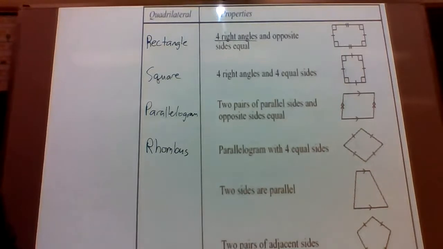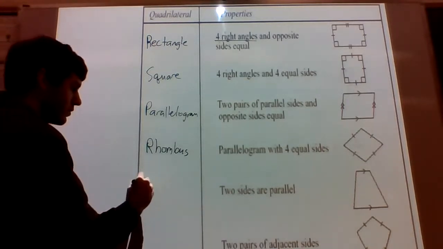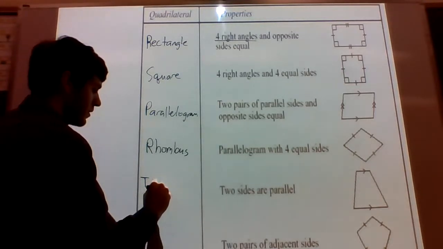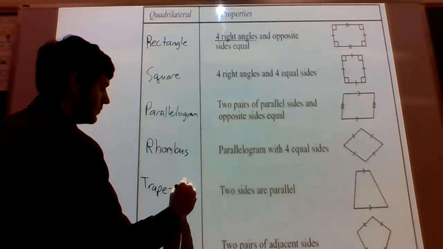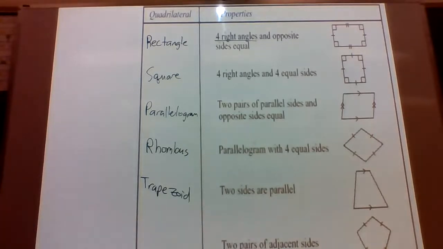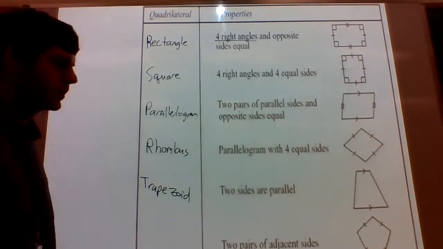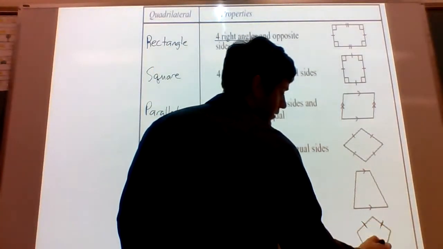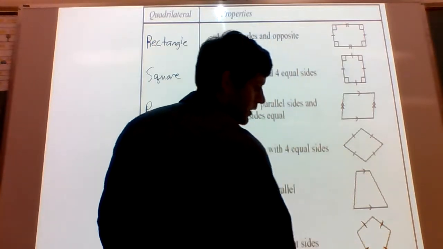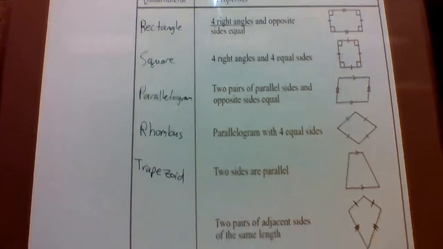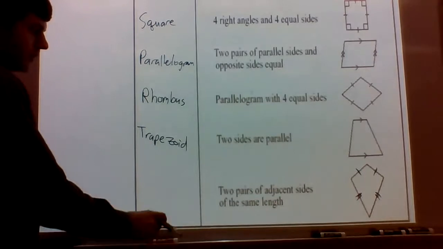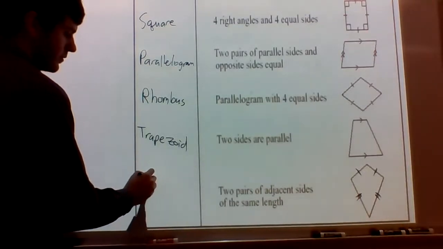2 sides are parallel, or 1 pair of sides. Again, I don't like the wording. I think they should say 1 pair of parallel sides. That's going to be a trapezoid. 2 pairs of adjacent sides of the same length. Here we have 1 pair of adjacent sides that are congruent, and a second pair of adjacent sides that are congruent. That's going to be a kite.